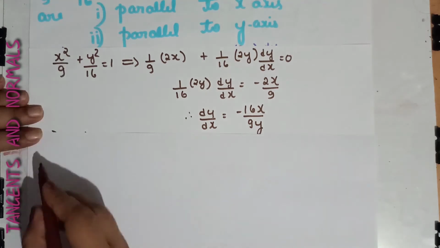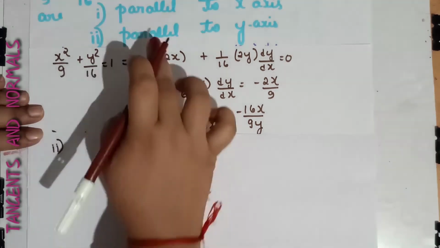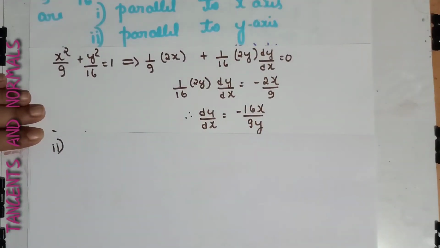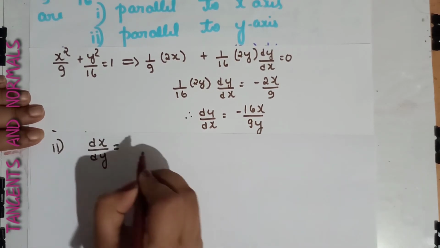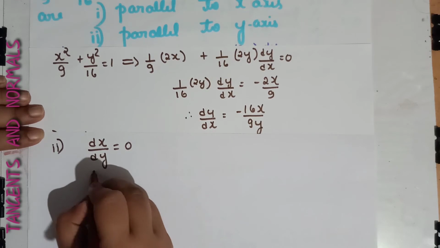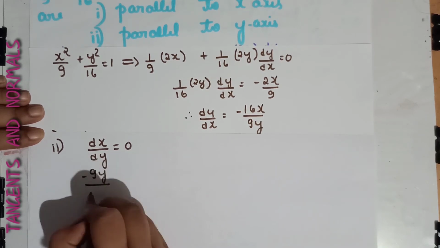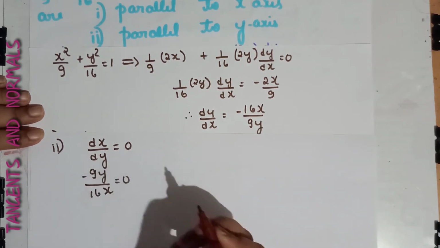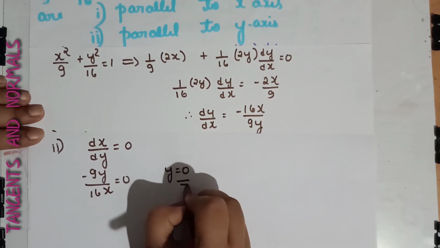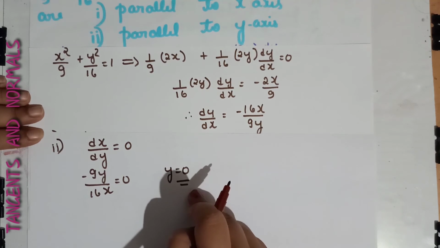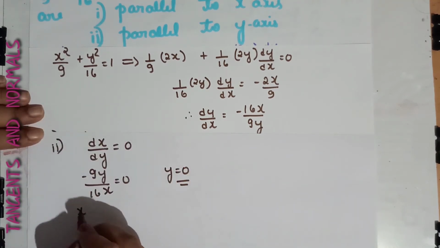Now, the second sub-question, that is parallel to y-axis. So, parallel to y-axis means dx by dy will be equal to 0. That is minus 9y by 16x is equal to 0. When you simplify, you get y is equal to 0. Now, y equal to 0, substitute in the given equation.